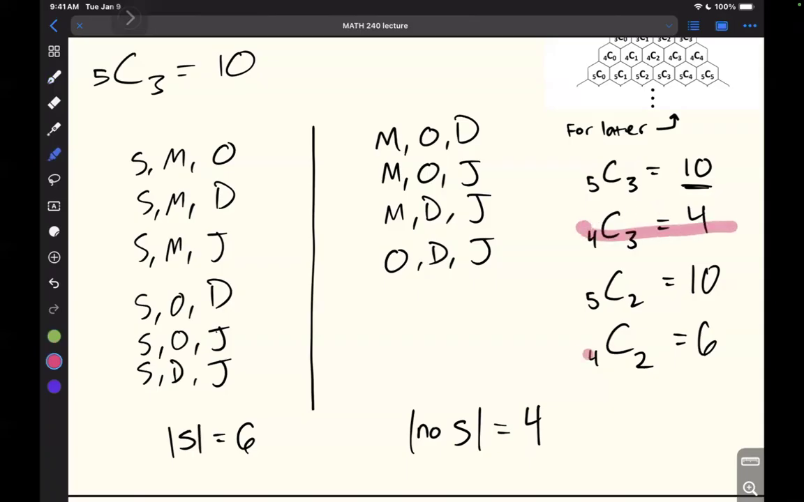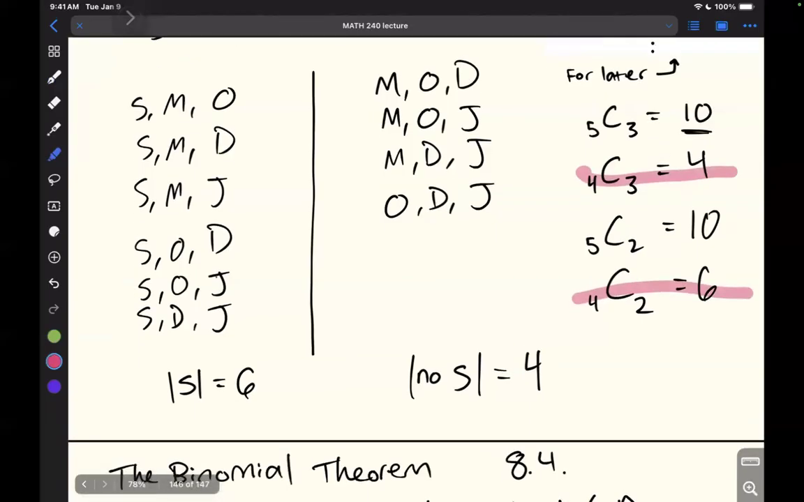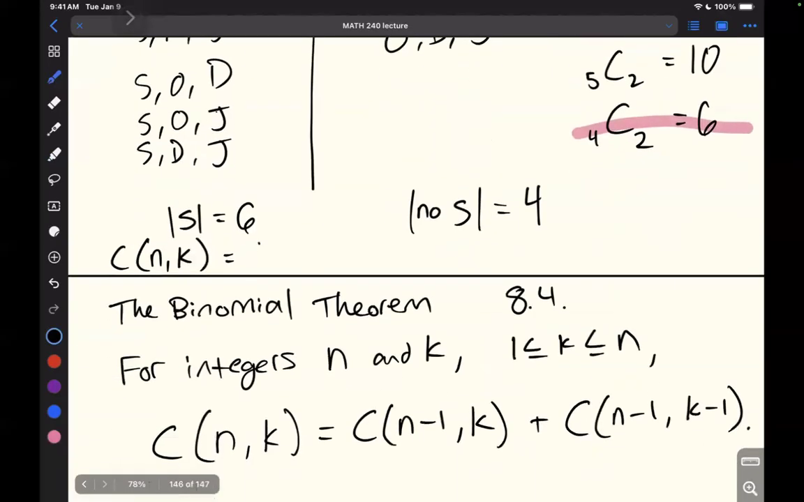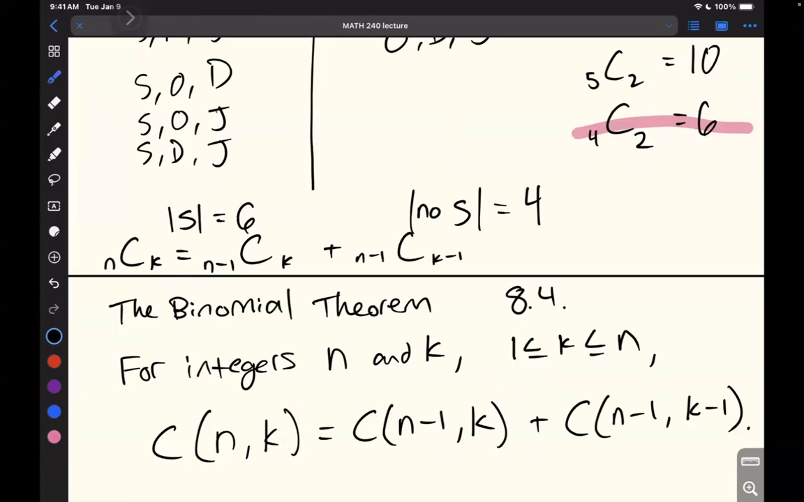Yeah. 4 choose 3, 4 choose 2. And so this is our proof by example, where if we want to find out C of n, k, let's rewrite this equation in the shorter format. So n choose k is equal to n minus 1 choose k plus n minus 1 choose k minus 1.